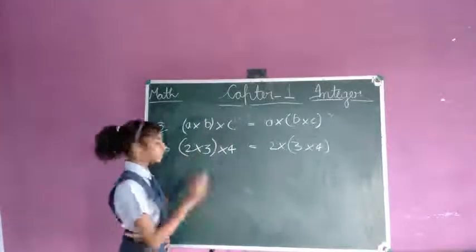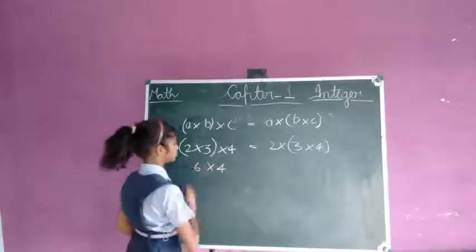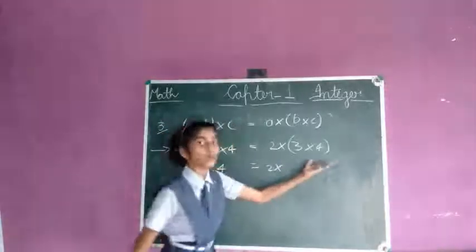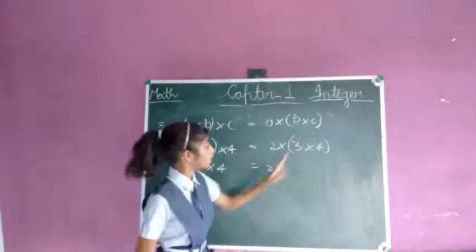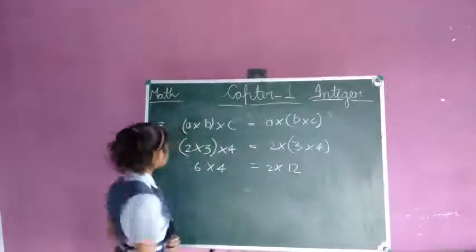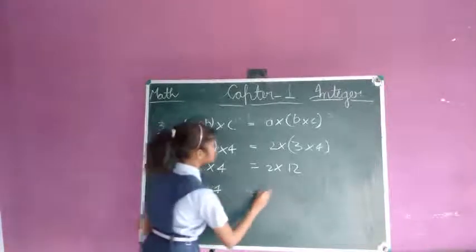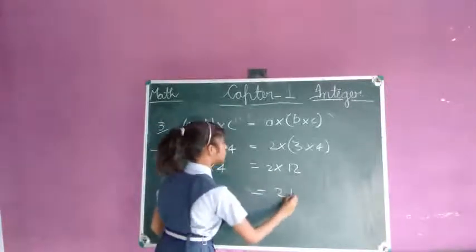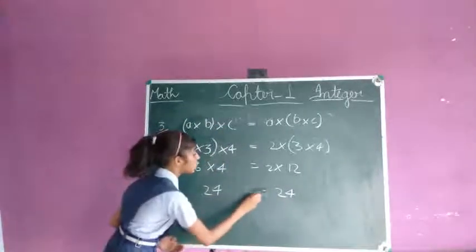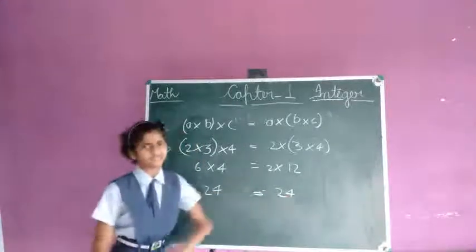2 into 3 equals 6 into 4. Equals 2 into, we will solve the bracket here. 4 3s are 12. Okay, friends? Now 6 4s are 24. 2 12s are 24. So the answer is the same here also. The answer is equal: 24 equals 24.